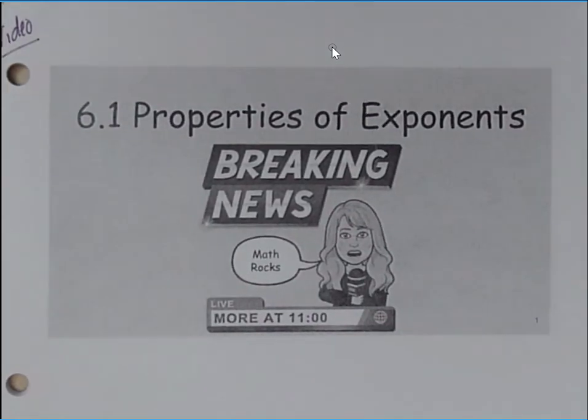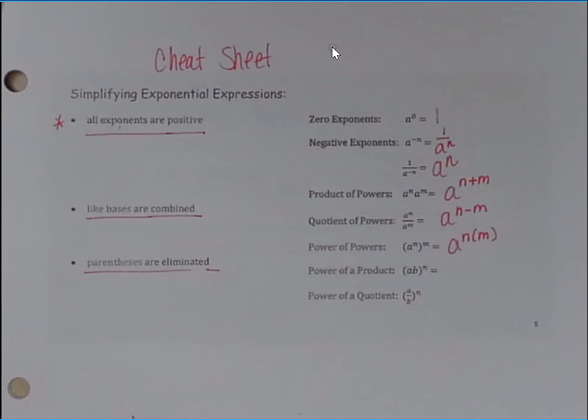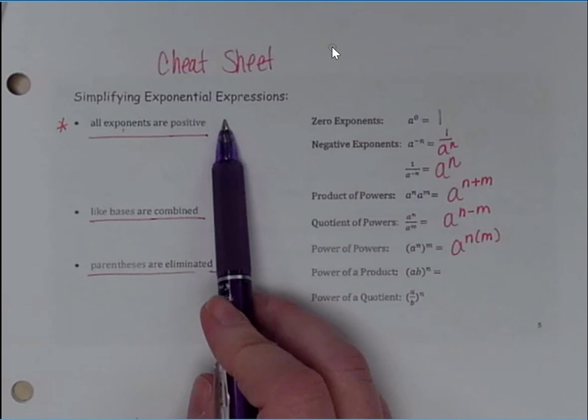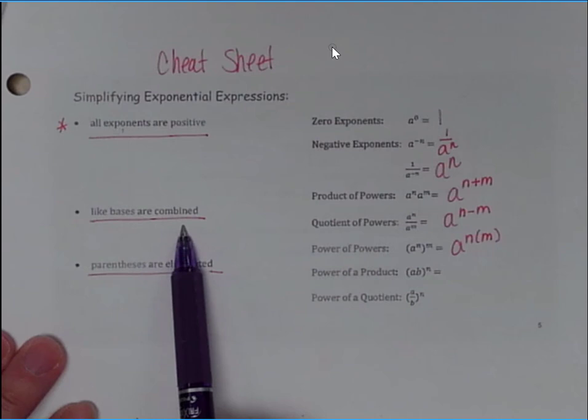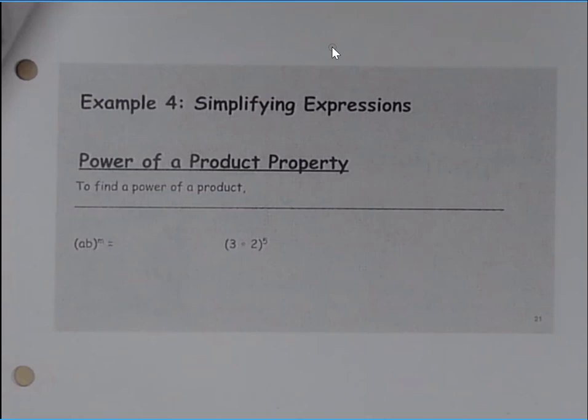Okay, today we're going to finish up 6.1, Properties of Exponents. And today we're going to talk about eliminating parentheses. So remember, when we simplify exponential expressions, we have to have positive exponents. All like bases must be combined, and we cannot have parentheses. So what does that look like?